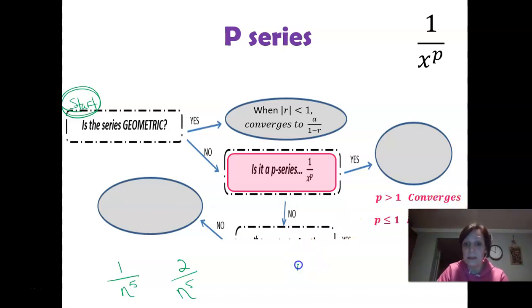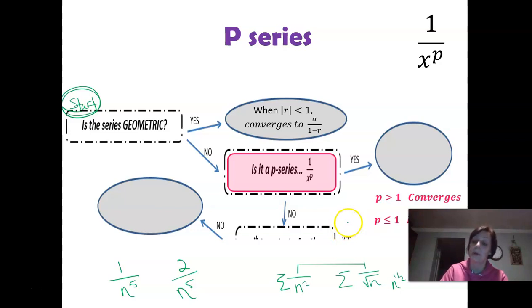So for example, the series 1 over n squared, that converges, it's a p-series. The series 1 over the square root of n, that diverges because that's an n to the 1/2, which is less than 1. So p-series are pretty easy to recognize. As long as your exponent is greater than 1, you have convergence. If your exponent is less than or equal to 1, you have divergence.